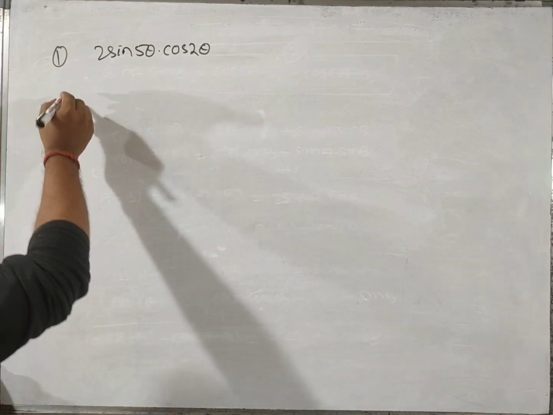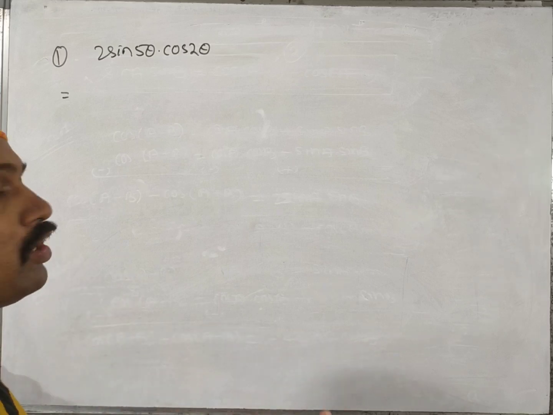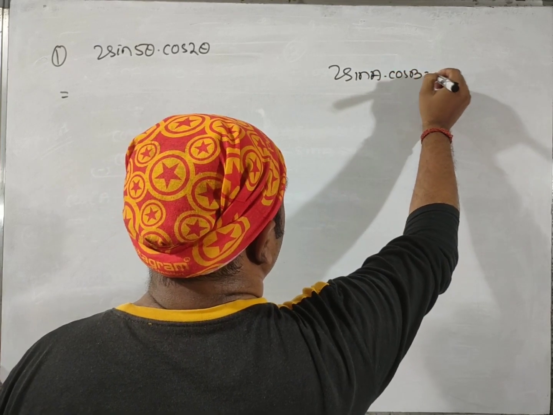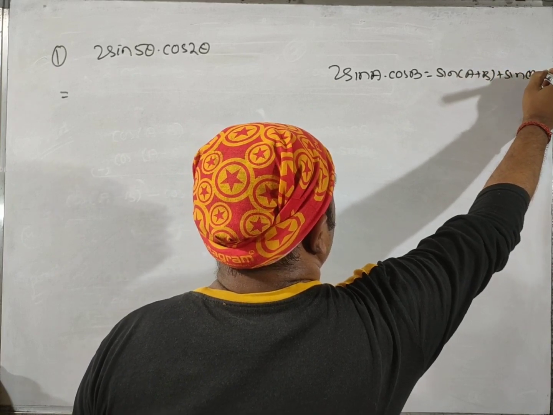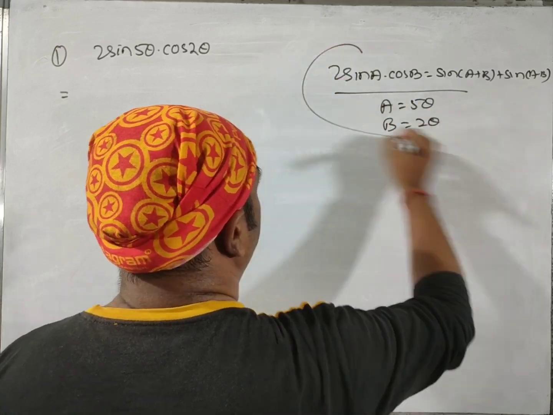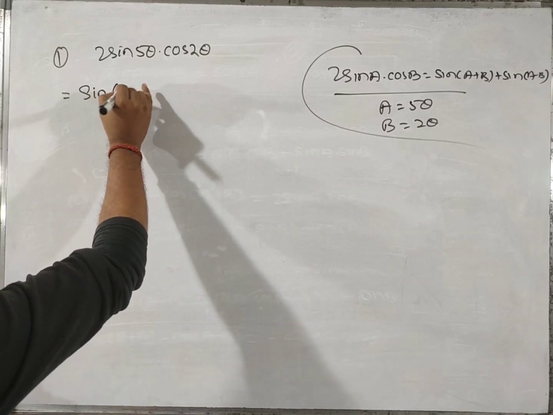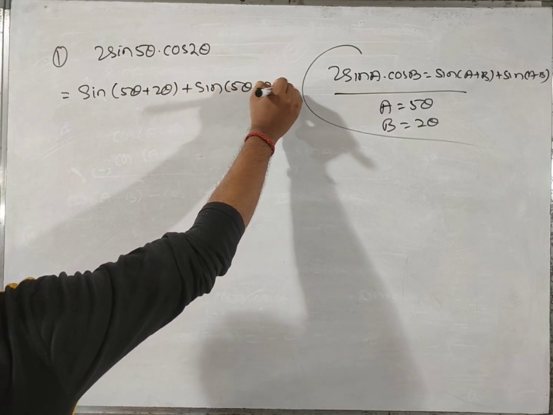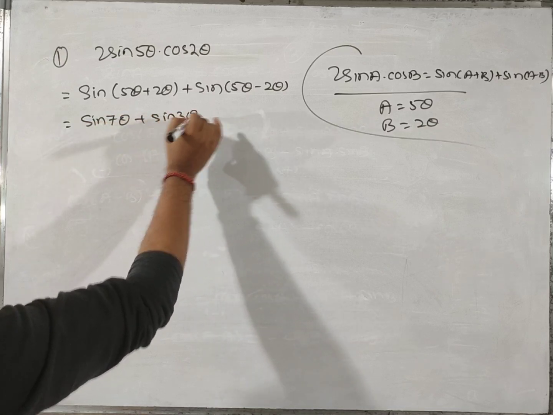So here it is the first problem based upon the transformation formula of the type product to sum or difference. It is in the form of 2 sin A into cos B. That means it will be sin A plus B plus sin A minus B, and here A is equal to 5 theta and B is equal to 2 theta. So we can put the formula here, sin A plus B, that means 5 theta plus 2 theta, plus sin A minus B, 5 theta minus 2 theta. It is sin 7 theta plus sin 3 theta.